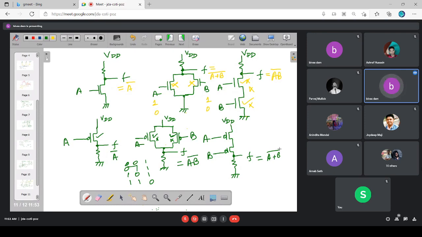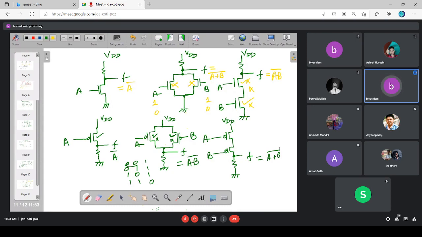So using NMOS, I have realized inverter, NAND, and NOR. Similarly, using PMOS, I have also realized inverter, NAND, and NOR. Now the significance is that NAND and NOR are called universal logic gates. That means using only NAND gate, I can realize any logic circuit. Using only NOR gate, I can realize any logic circuit.